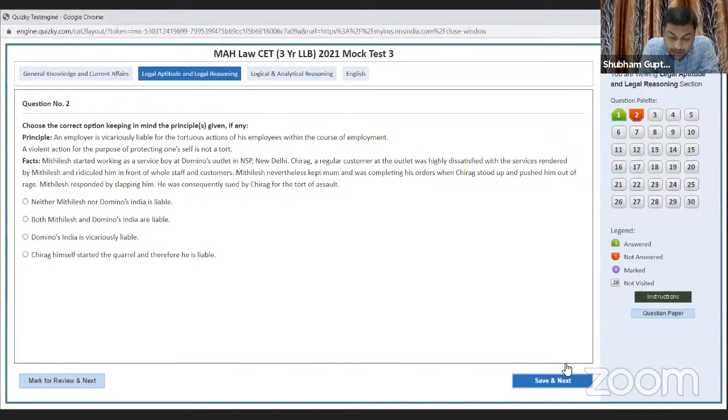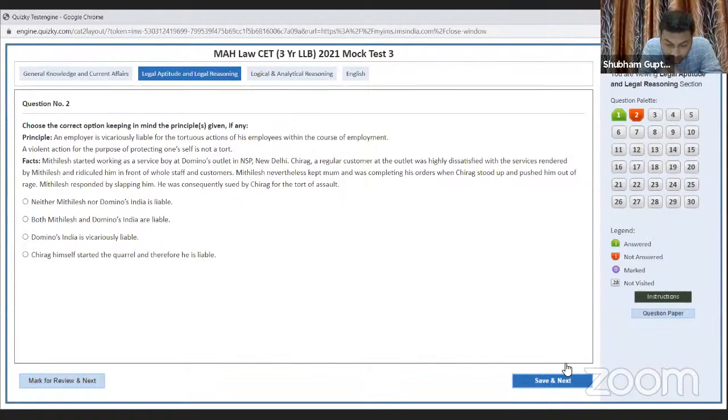Now, if I read this one, an employer is vicariously liable for the tortious action of his employee within the course of employment. So what I can understand from this, I am not very sure about what is vicariously liable, but what I understand is the employer is liable for any wrong employee's action. Correct? And next is, a violent action for the purpose of protecting oneself is not a tort. So what it says is if you want to protect yourself, that is fine.